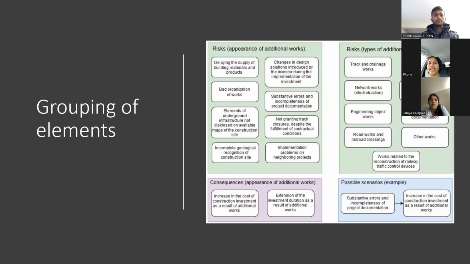So risk identification should include the following elements as per standard guidelines. One is the determination of risk and determination of consequences and determination of possible scenarios. So the respondents in the survey responses were categorized according to the specified theme. As a result, 3 distinct groups emerged. So risk connected to the appearance of additional works were separated from the risk related to the occurrence of specific types of additional works in the risk category. And the process of risk identification was completed when the items were divided into categories. So this was how this was done.